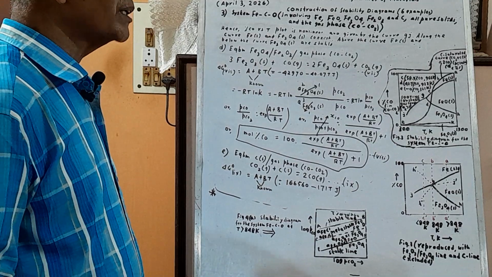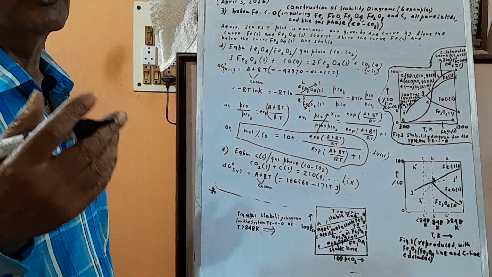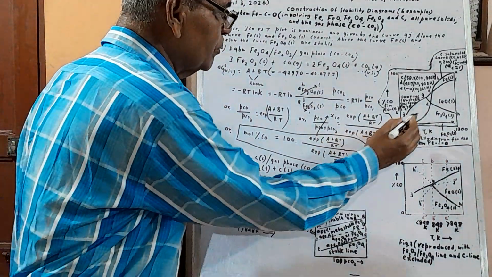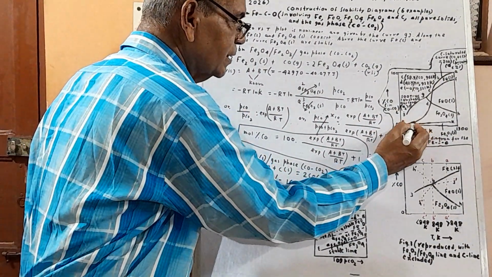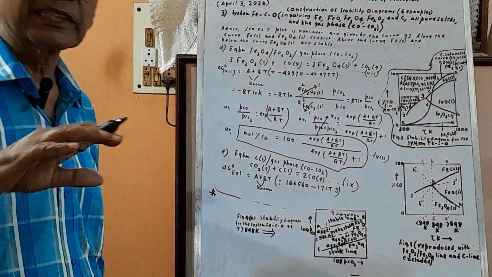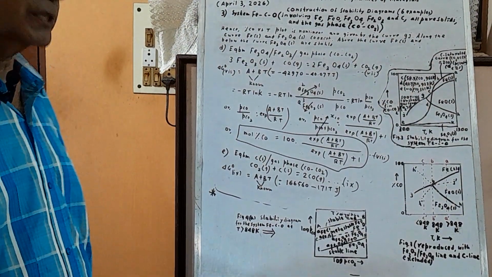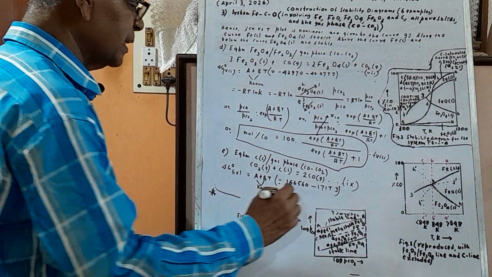Okay, so what is the consequence? This I discuss. As temperature increases, percentage CO will always increase. See clearly, if you accept this curve, as temperature increases, percentage CO increases. But in which manner? That is a non-linear manner, a complicated equation. That is delta G0 is minus RT ln K.